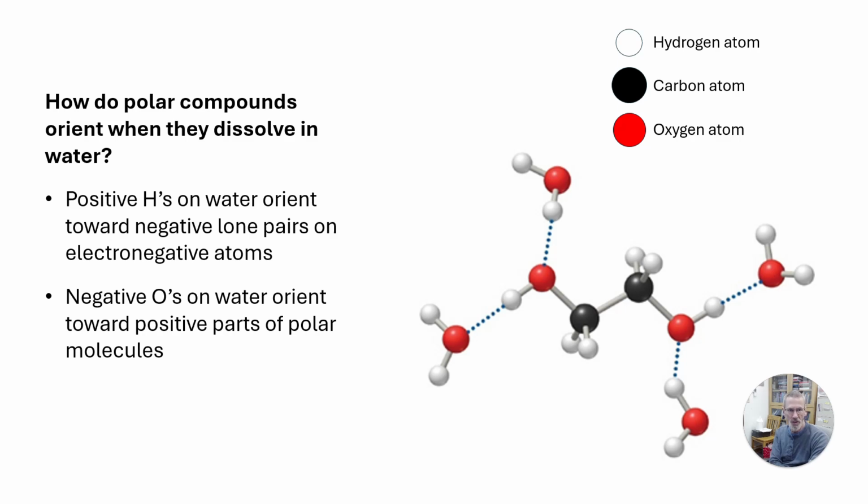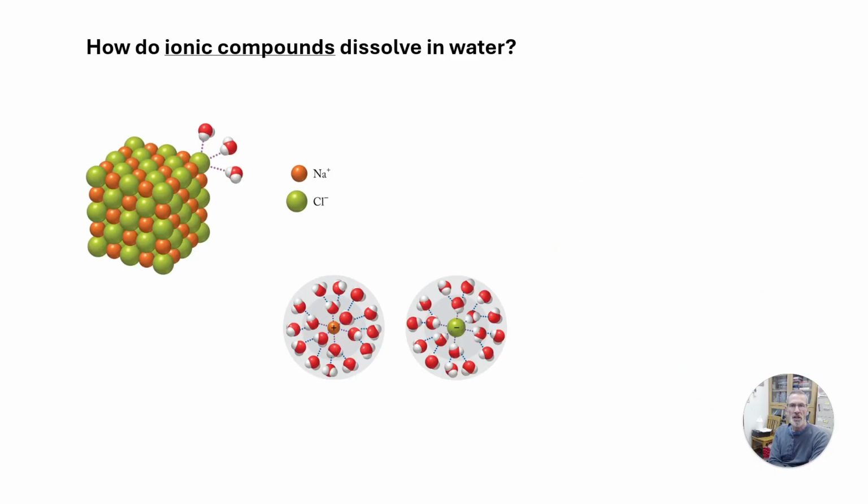Water orients itself as the solvent around the polar compound such that the positive part of water orients towards the negative part of the solute, and the negative part of water, that's oxygen, orients toward the positive part of the solute. The next thing to understand is how ionic compounds dissolve in water. What we've got over there on the left is an example of table salt, sodium chloride, and you can see our orange sodium ions and our green chloride ions. You can also see the beginning of some water molecules starting to attack that crystal ionic lattice.